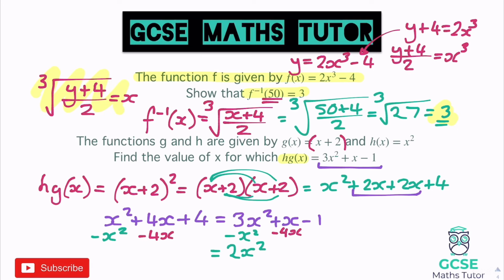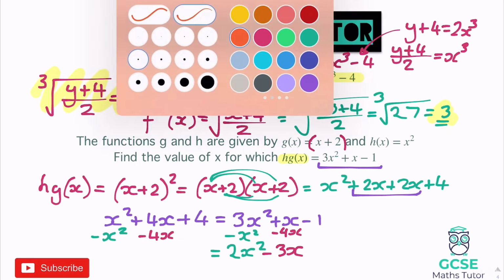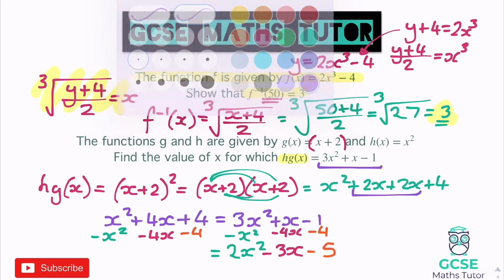There we go, so positive x, take away 4x, leaves us with negative 3x. And then as well, I need to also minus the 4 from both sides if we want 0 over here. So minus 4 from both sides. So negative 1, take away 4 is negative 5. And now that is leaving us with 0 on the left there.